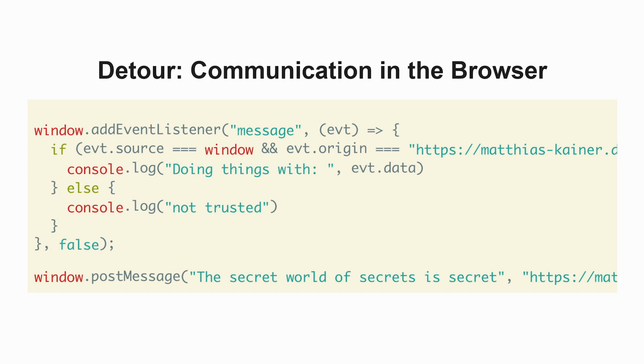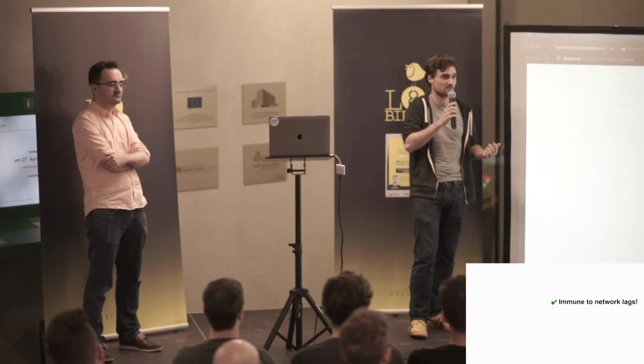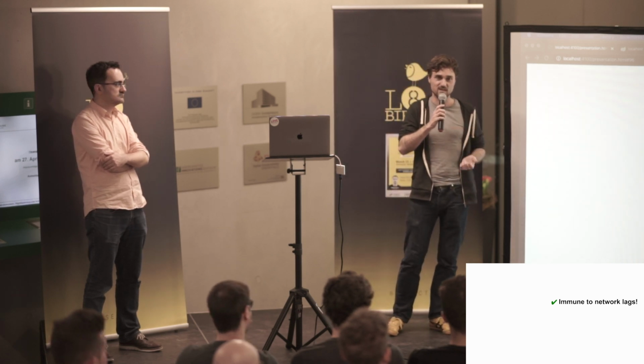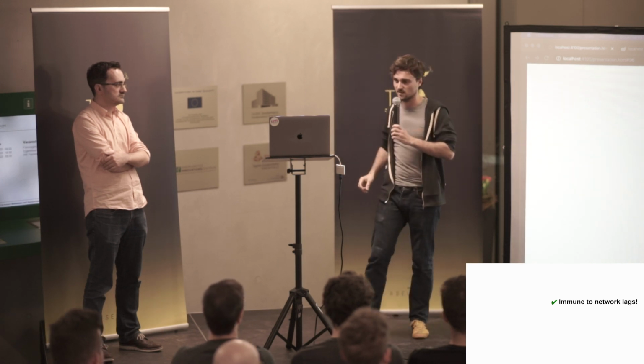Now, if you post a message like this, and you have someone who registered for a message as an event, they can check the source and the origin if they're really interested in this event, and in that case, handling them or just ignoring them. The very good thing about that is that it's actually immune to network lags. Now, the thing that we often forget about microservices is that a lot of the function calls that we had in a monolith, we are now doing over the network. And the network has one thing: it tends to be very unstable. This cannot happen if you only communicate in the browser.